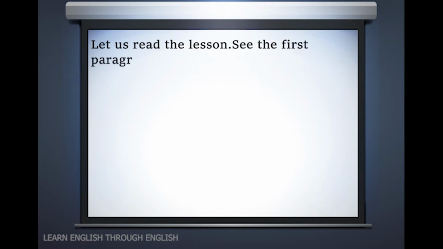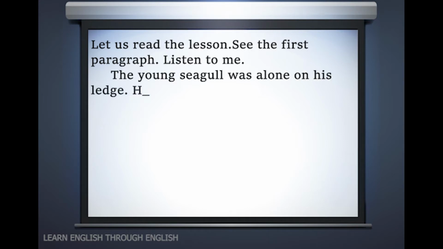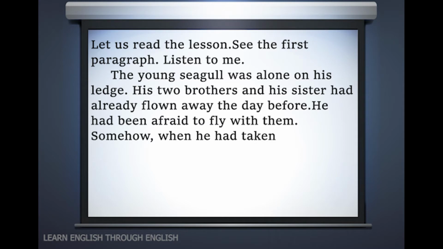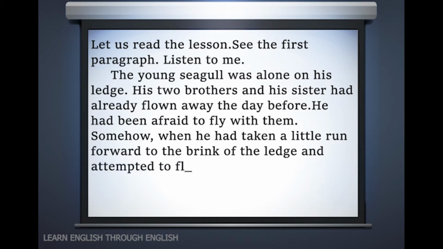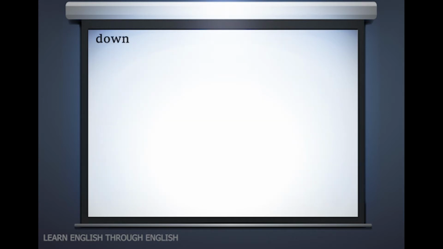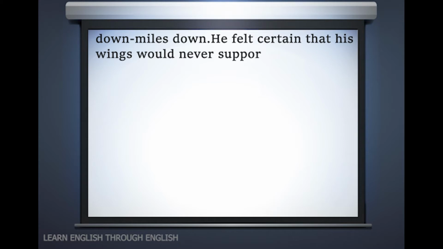See the first paragraph. Listen to me. The young seagull was alone on his ledge. His two brothers and his sister had already flown away the day before. He had been afraid to fly with them. Somehow, when he had taken a little run forward to the brink of the ledge and attempted to flap his wings, he became afraid. The great expanse of sea stretched down beneath, and it was such a long way down, miles down. He felt certain that his wings would never support him.